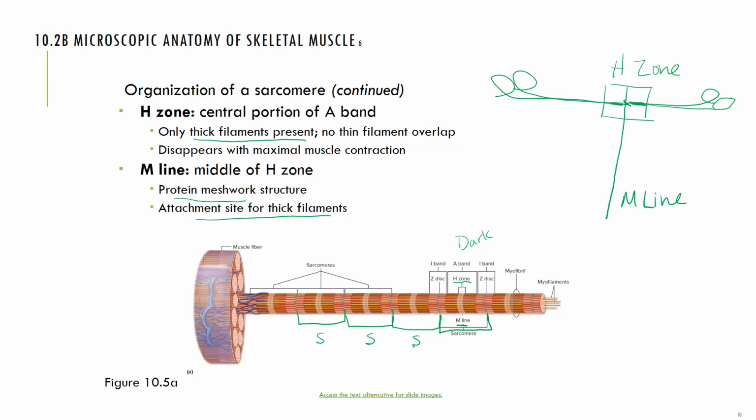So now if we go out to the I band, this is the light portion. So how do I remember that? There's an I in light and an A in dark. Okay, so that's not what it really means, but that's how I can remember that. So then the I band is only going to have thin filaments in it. And you can see here's my Z disc, and there will just be thin filaments attached to it.